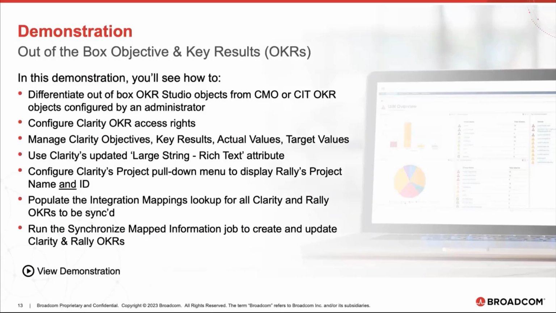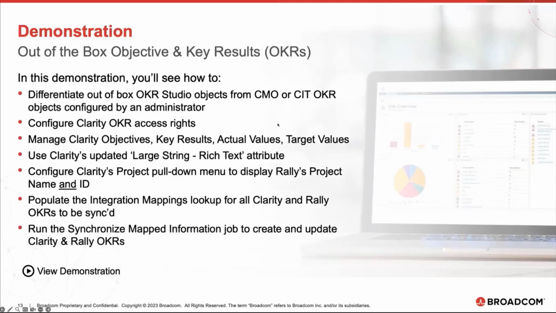There's an update there that has an impact on objectives as well. You'll also see how to configure the Clarity project pull-down menu to display the Rally project ID in addition to the name. We'll see that in action. And then we'll switch gears and close out on the integration between Clarity and Rally and the out-of-the-box OKRs. We'll populate the integration mapping and make some updates on either side, and we'll see the results of that after running the synchronization job to update both Clarity and Rally.